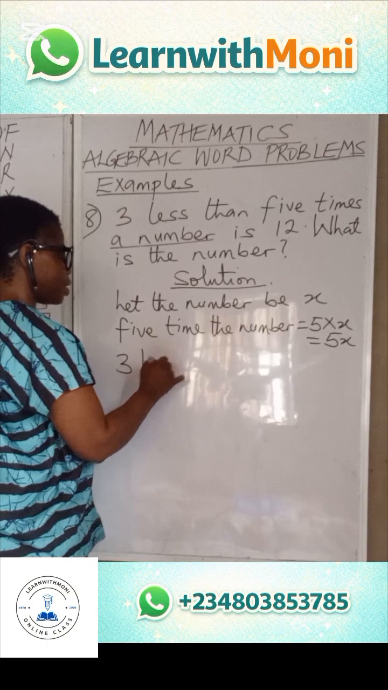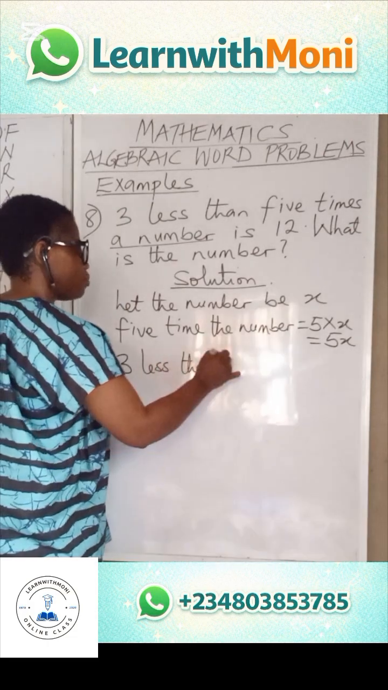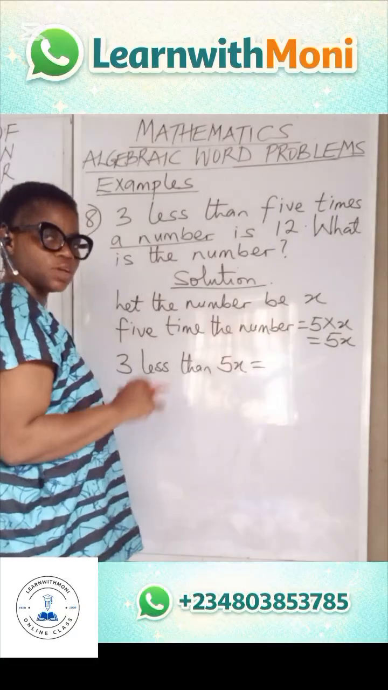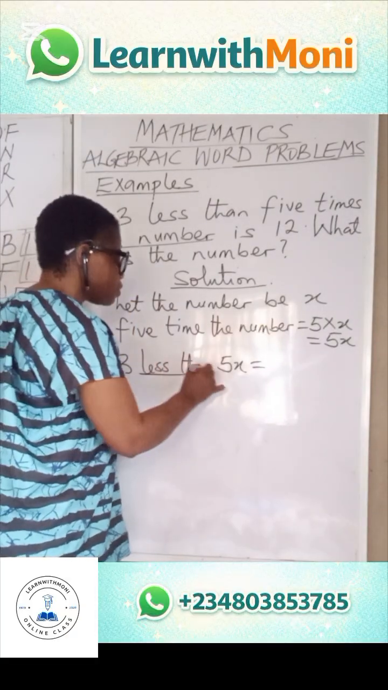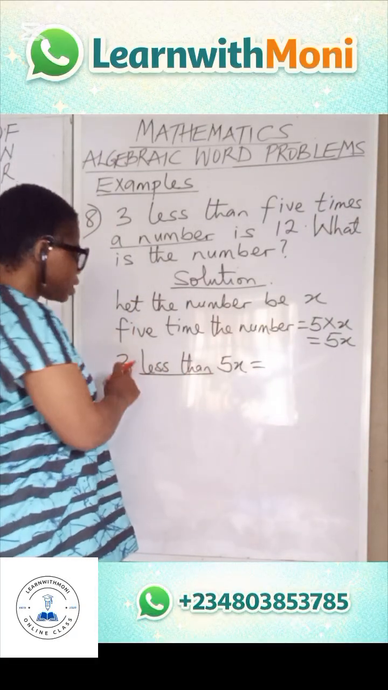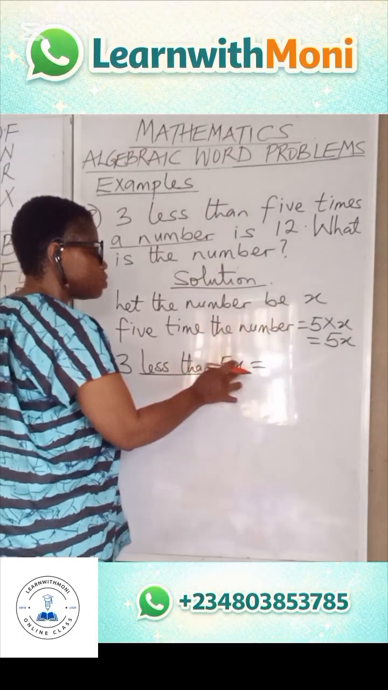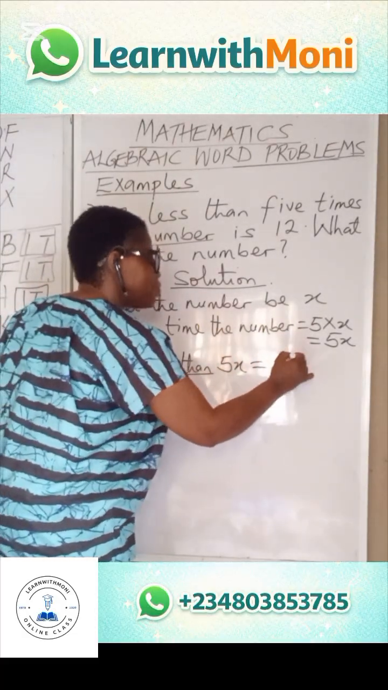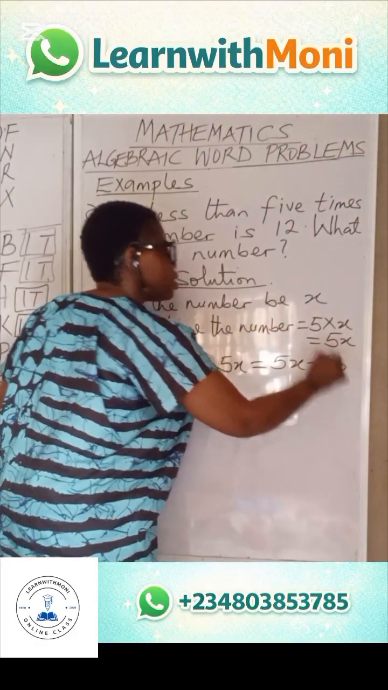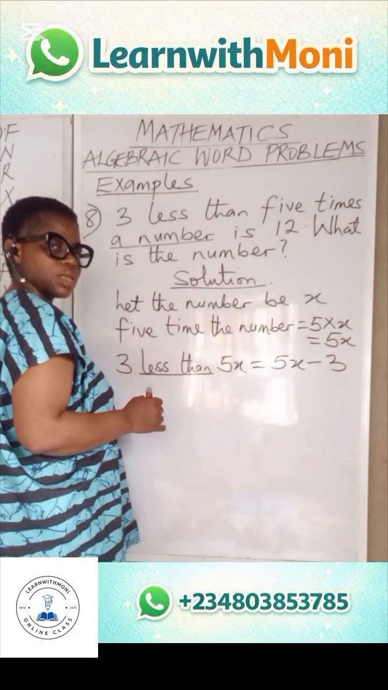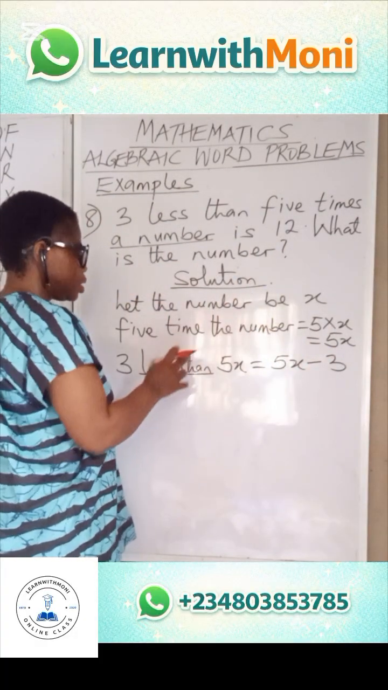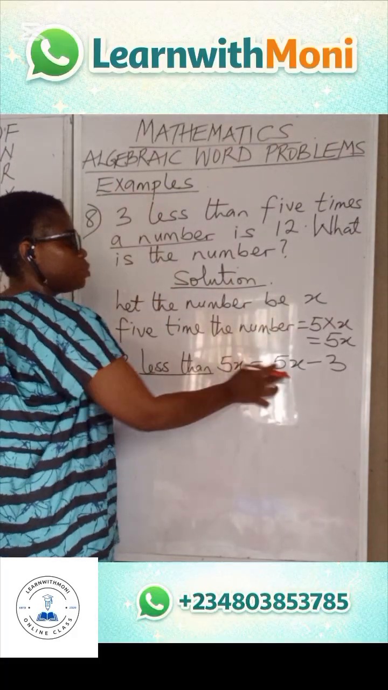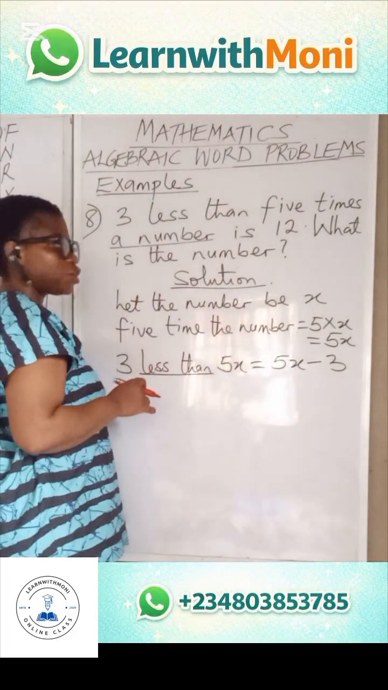3 less than 5x. Let us interpret 3 less than 5x. Remember, less than means subtraction. 3 less than 5x means reduce 5x by 3, which is 5x minus 3. I hope you are following me. Now we have been able to change this word problem into an algebraic expression.